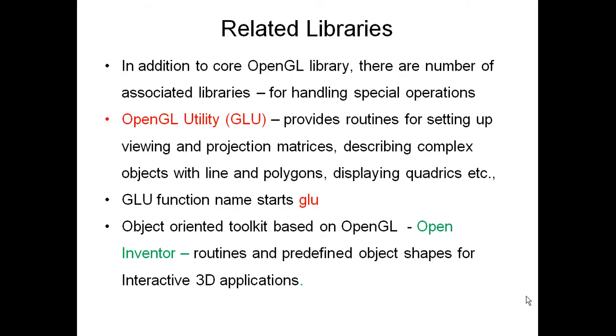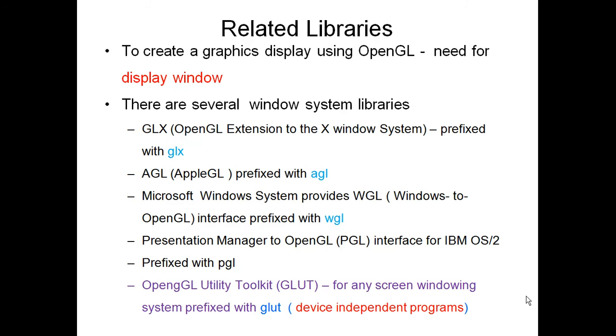Related libraries. In addition to the core OpenGL library, there are a number of associated libraries used for handling special operations. OpenGL Utility, GLU, which provides routines for setting up viewing and projection matrices, describing complex objects with lines and polygons, displaying quadrics, etc. GLU function names start with glu. Open Inventor is an object-oriented toolkit based on OpenGL, which is used for routines and predefined object shapes for interactive 3D applications.